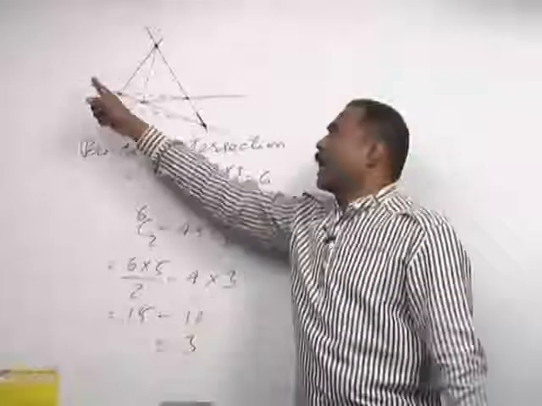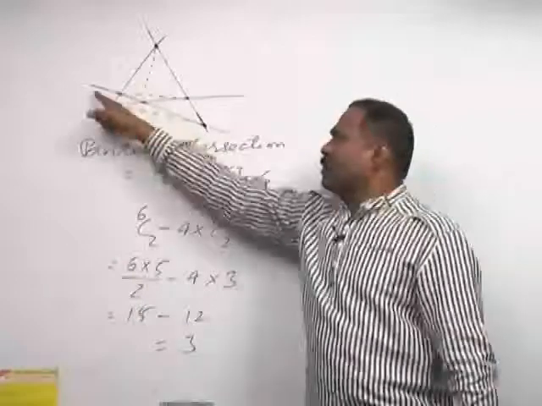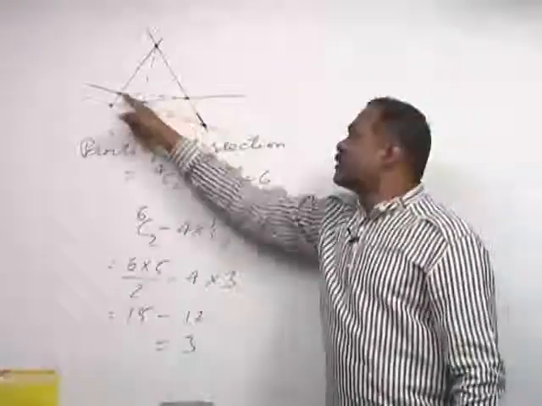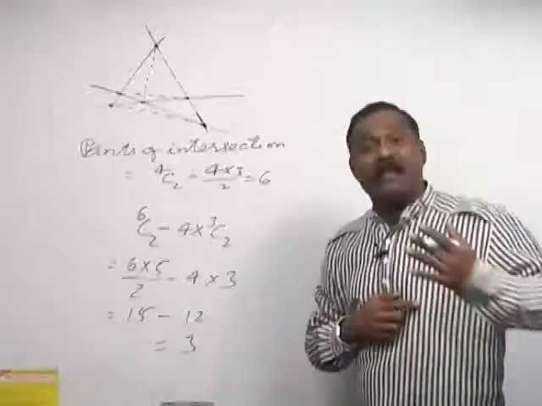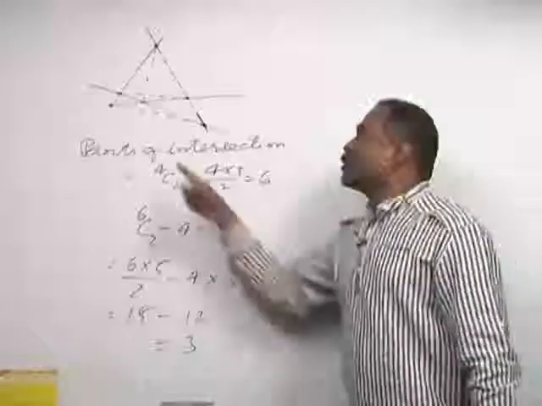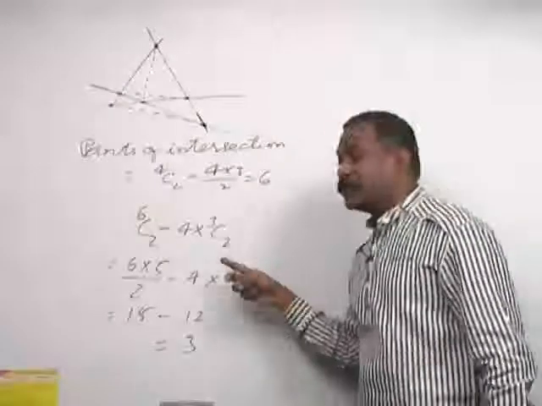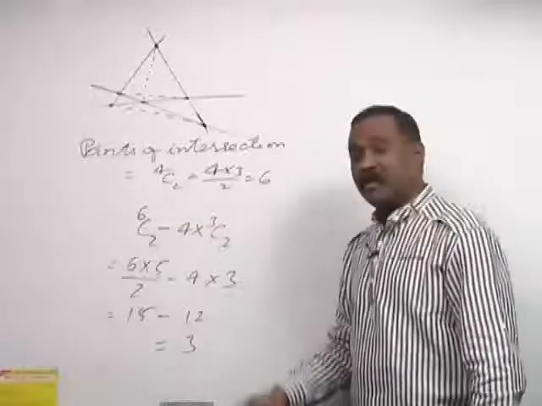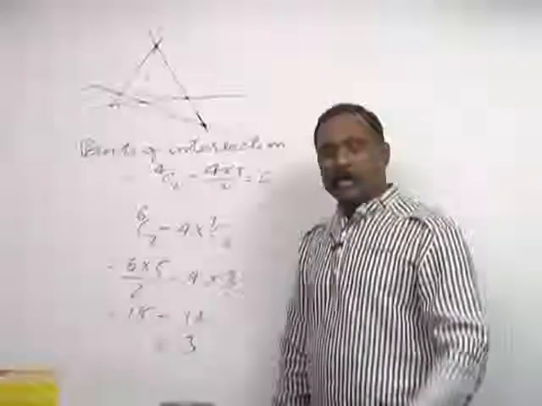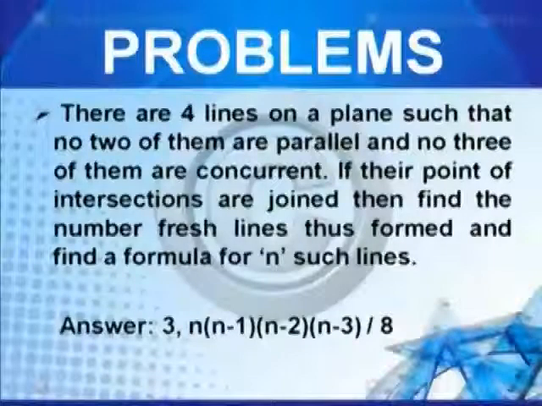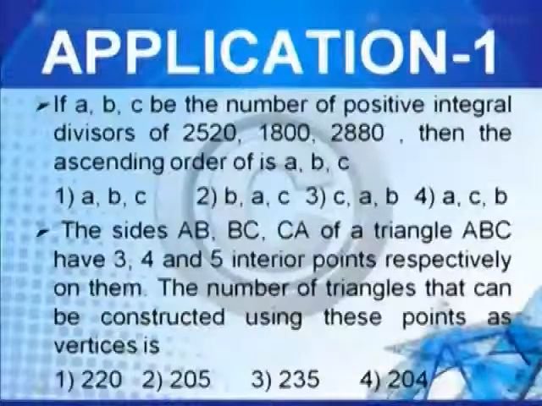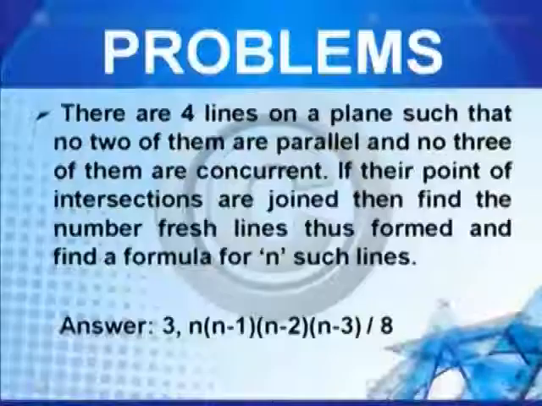So that is why I'm checking it with this line. This line is intersecting the remaining 3 lines in how many points? 3 points. From these 3 points, how many lines can be formed? 3C2 lines can be formed. So each line is forming 3C2 lines, and 4 lines will form 4 into 3C2, which is nothing but 4 into 3, 15 minus 12 is equal to 3. Okay, now the continuation: fresh lines thus formed are nothing but 3.